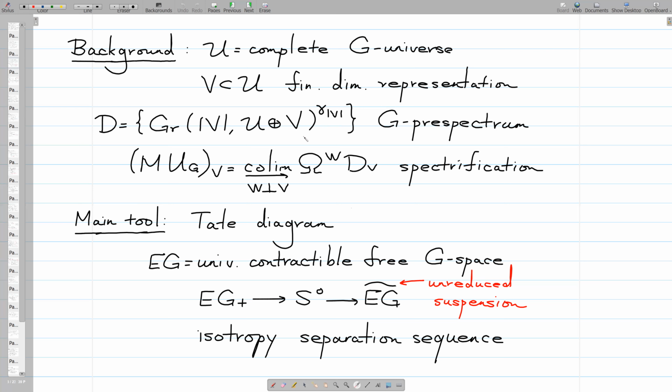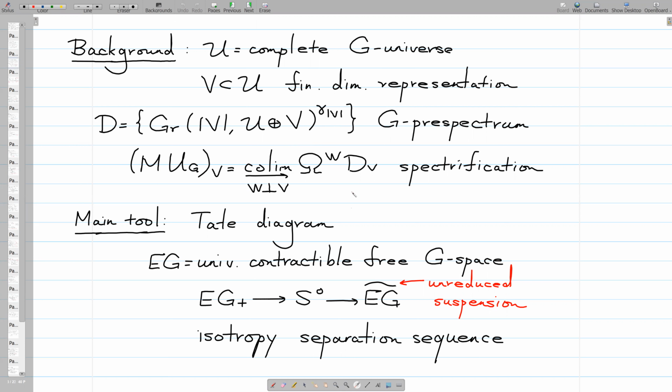So what I write here denotes the Thom space of the canonical bundle over the Grassmannian. And this forms a G pre-spectrum. And MUG is just a spectrification of this pre-spectrum. So basically it's analogous to the usual non-equivariant definition of MU, but just with a complete G universe.